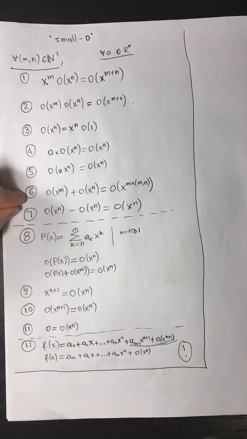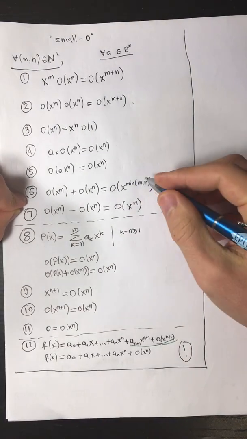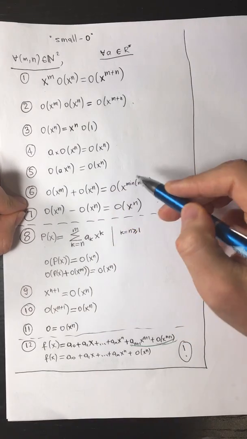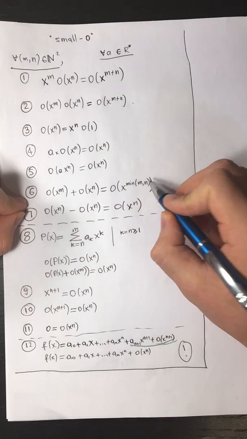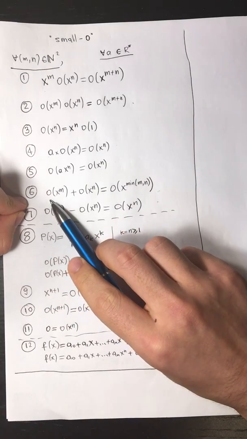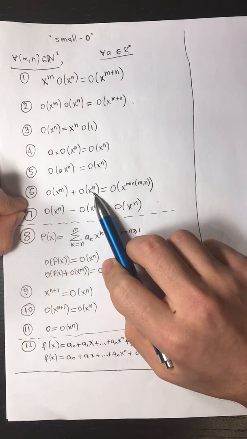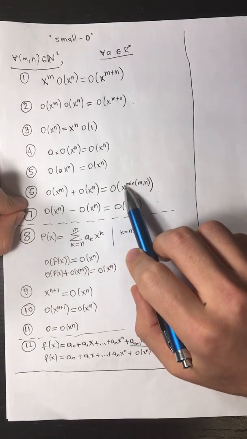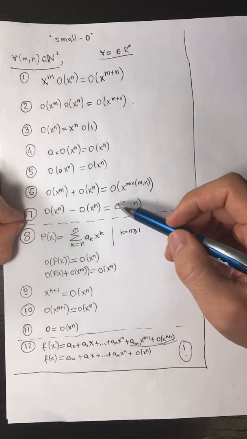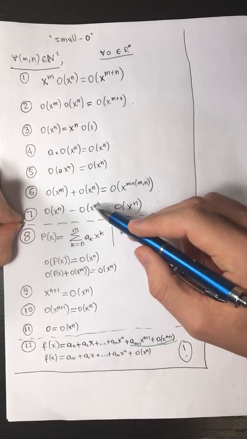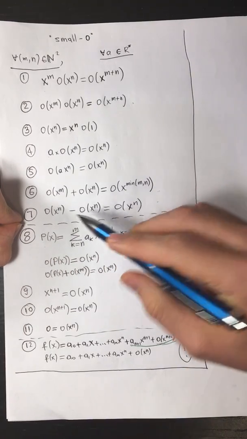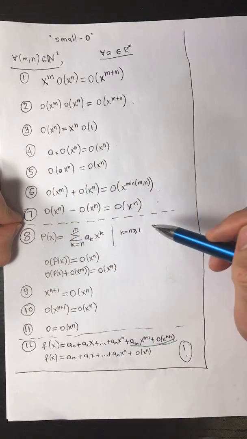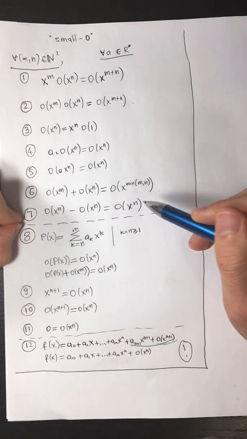Okay, let me focus. Okay, I focused the video, you can see it now. Number 6, o of x to the n plus o of x to the n is equal to, here it's quite different, o of x to the minimum, you need to take the minimum. I'll give you one example, focus. o of x to the 4 plus o of x to the 5 is equal to o of x to the 4, you take the minimum. And number 7, if you have o of x to the 4 minus o of x to the 7, it is equal to o of x to the n.